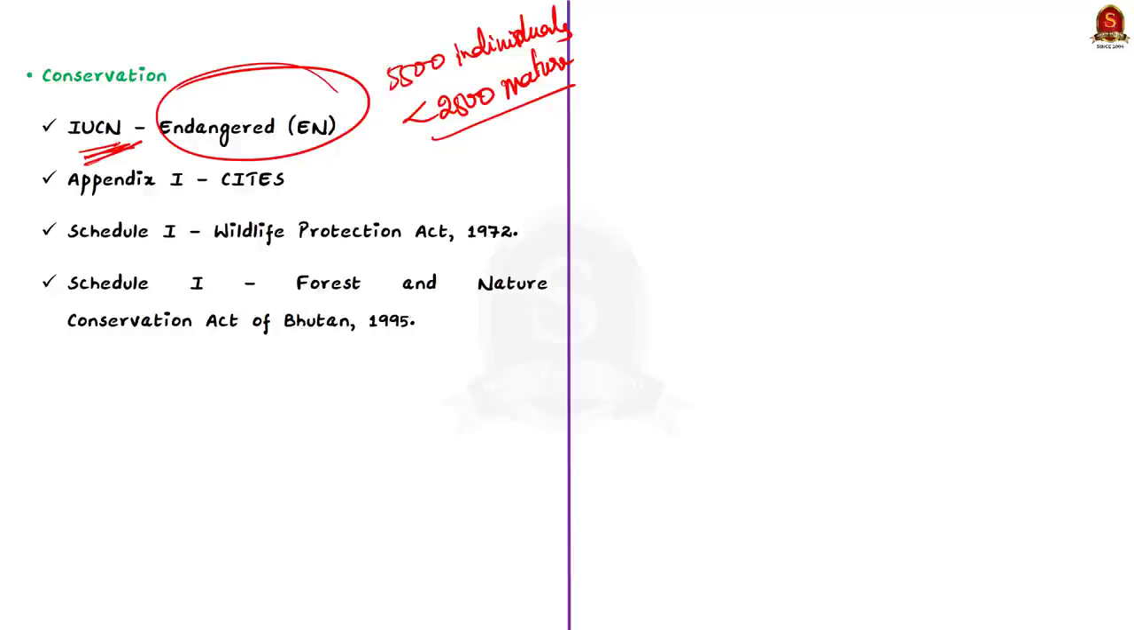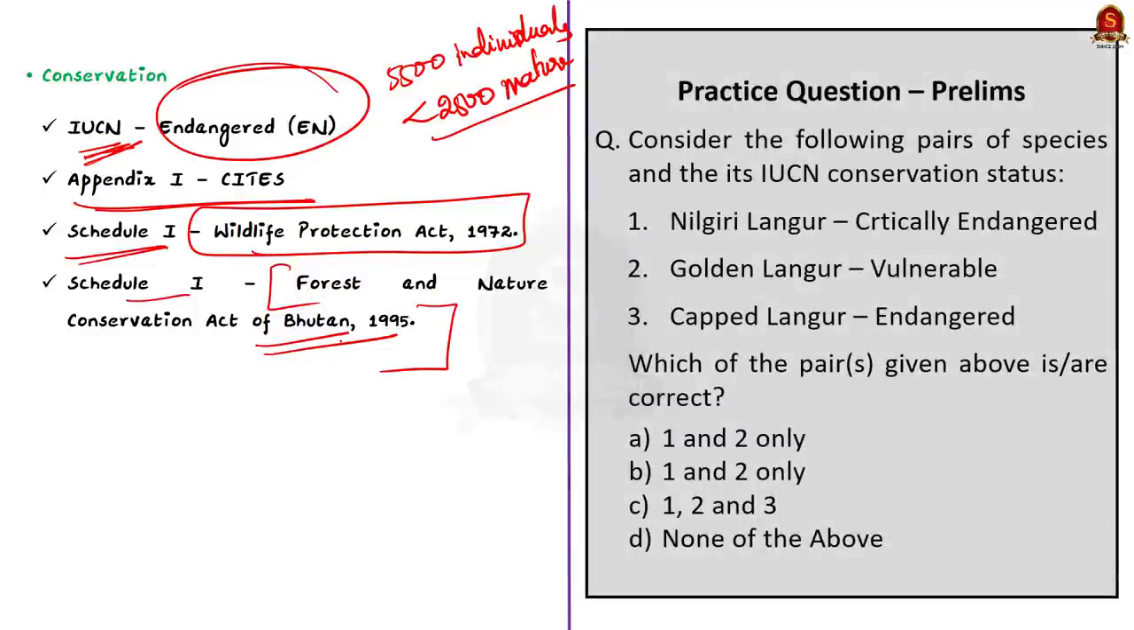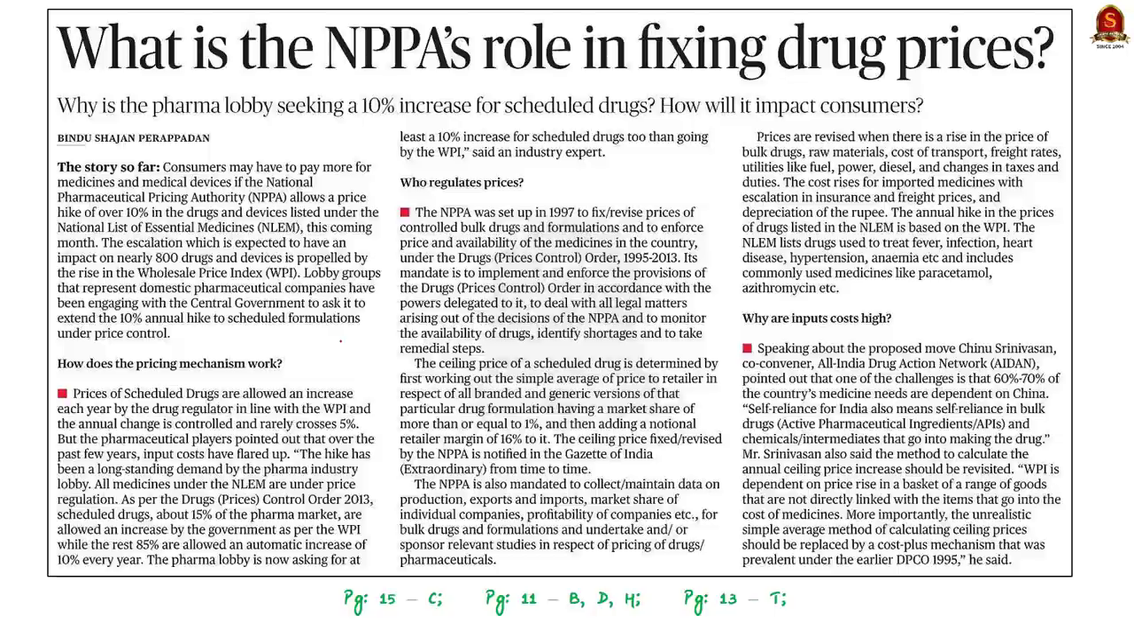See, the species is listed in Appendix 1 of CITES and in Schedule 1 of both the Wildlife Protection Act 1972 of India and the Forest and Nature Conservation Act of Bhutan 1995. So that's all about this article. Remember each and every data provided in this discussion, because this is very much important for your prelims. So with these key points in mind, now let's move on to the next news article discussion.